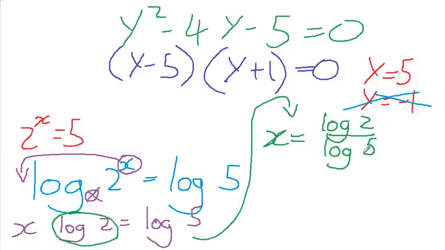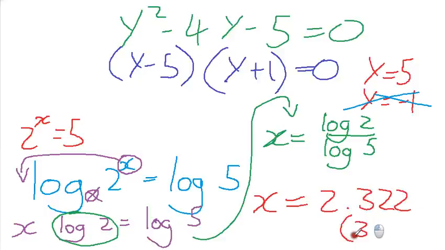And then you put that into your calculator, and you are going to get x is equal to, remember, 3 decimal places, 2.322 to 3 decimal places. And that is our answer. We have done question 4. I'll see you on the next video.